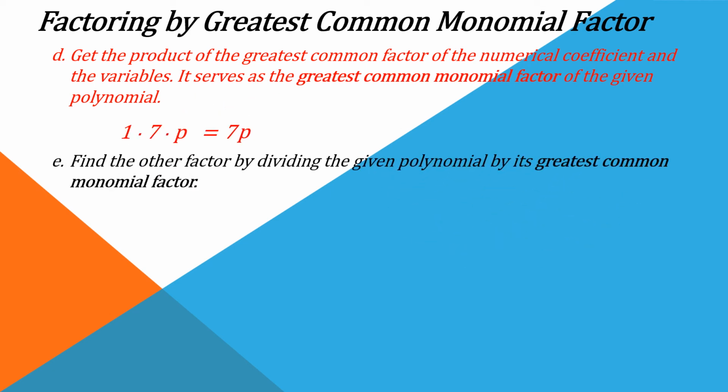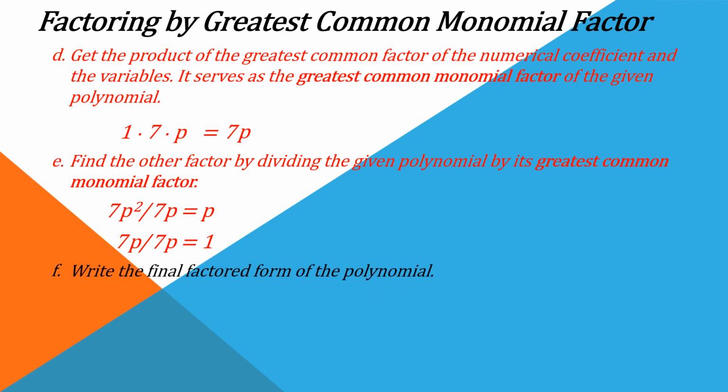And the last is find the other factors by dividing the given polynomial by its greatest common monomial factor. 7p squared divided by 7p is equal to p. And 7p divided by 7p is equal to 1. And therefore, our final factored form of the polynomial is 7p squared plus 7p is equal to 7p multiplied by the quantity p plus 1.